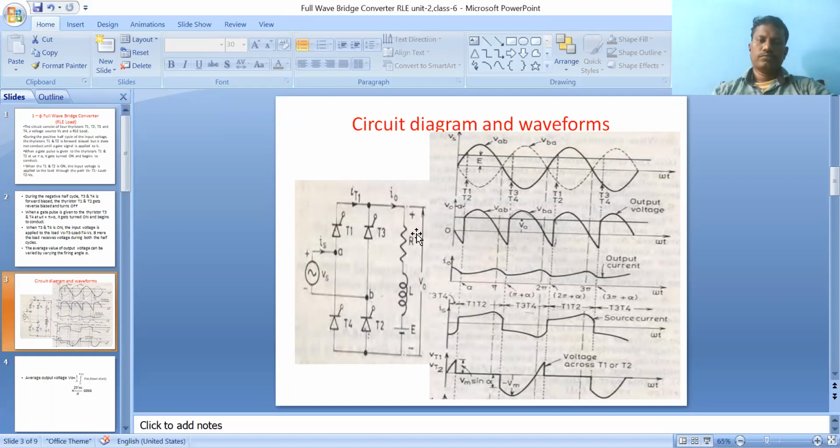The load changes. In the previous case it was RL load; this one is RLE, resistive, inductive, and E indicates back EMF, a DC motor connected to it. So this back EMF is connected here. Applying KVL, we get Vs equal to V0 plus E. So I represented the input voltage as Vs equal to Vm sin omega t, and E only.